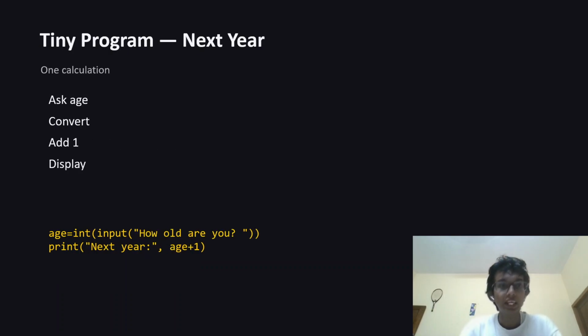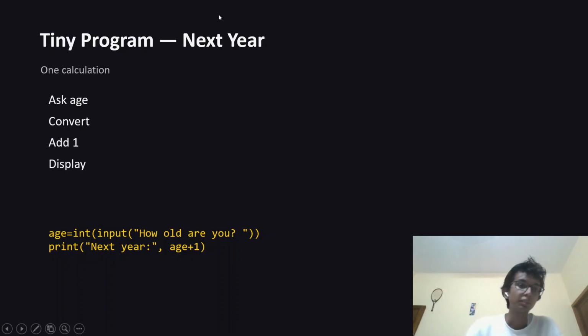Coming to the other one, a tiny program: next year calculation. We are going to display your age next year. This is a question you guys should do. You guys can do it. I'll give you some time. In case you're not able to do it, we'll do it together. So guys, come on, it's time to do it.